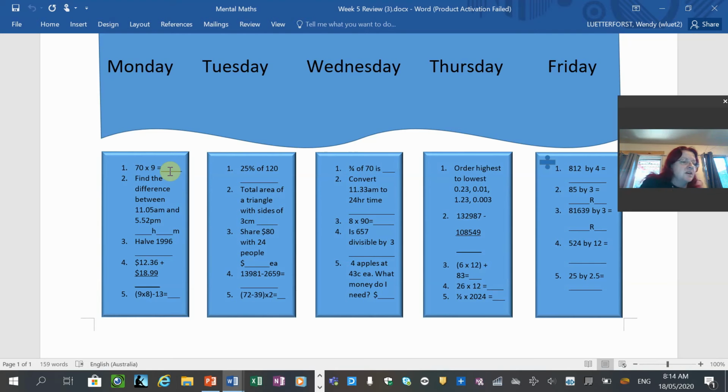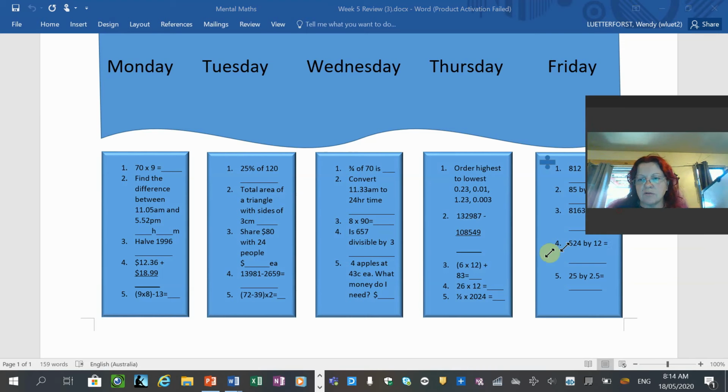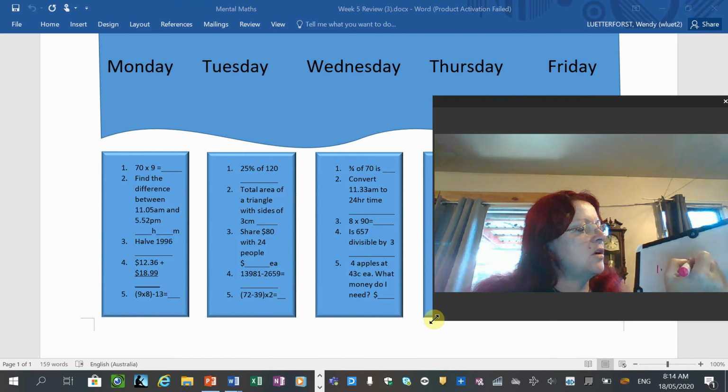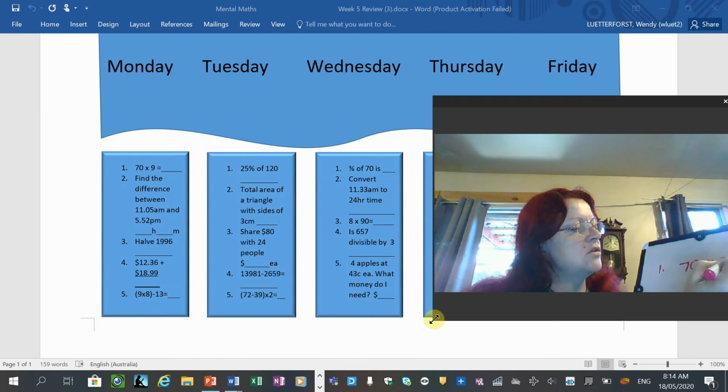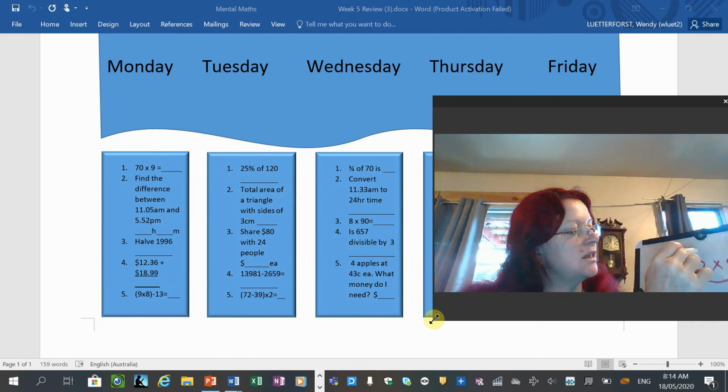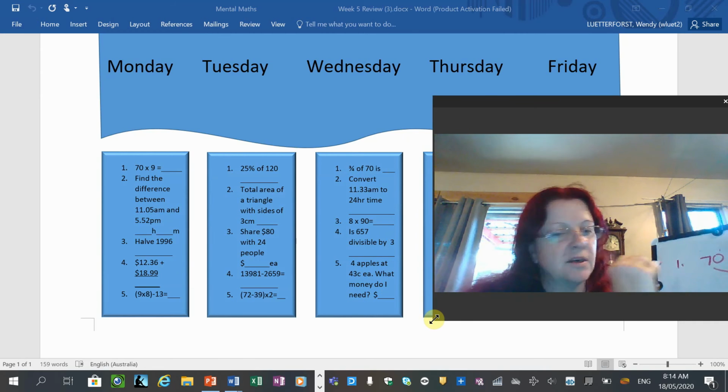So headed up for today, week 5 Monday. And I'll just make this screen a little bit bigger for you, and let's just really quickly have a bit of a look. So the first one, 70 times 9, you can either do that as a horizontal one where you go 9 times 7 and then just add a 0, or you can set it up as a vertical one and do it underneath.